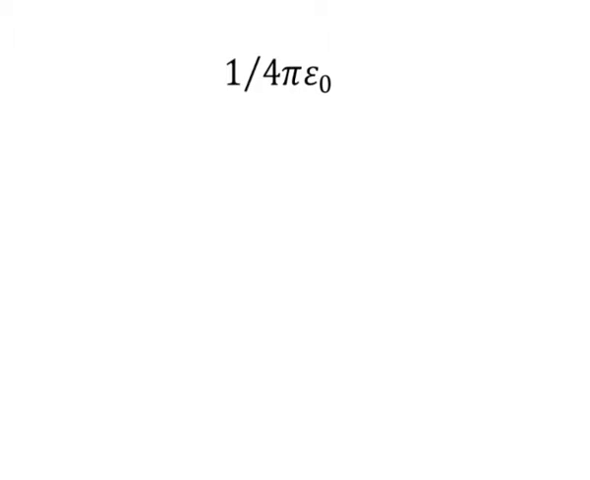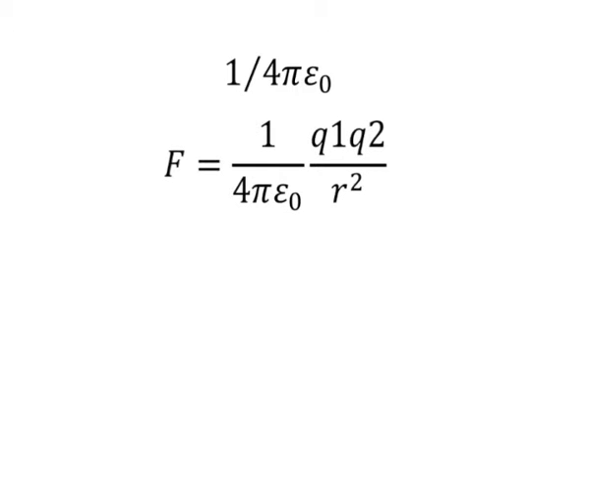Magnitude of force. For historical reasons and because doing so simplifies many other formulas, the electrostatic constant k in equation C1 is often written as 1/(4πε0). Then the magnitude of the electrostatic force in Coulomb's law becomes F = (1/(4πε0)) × q1q2/r².